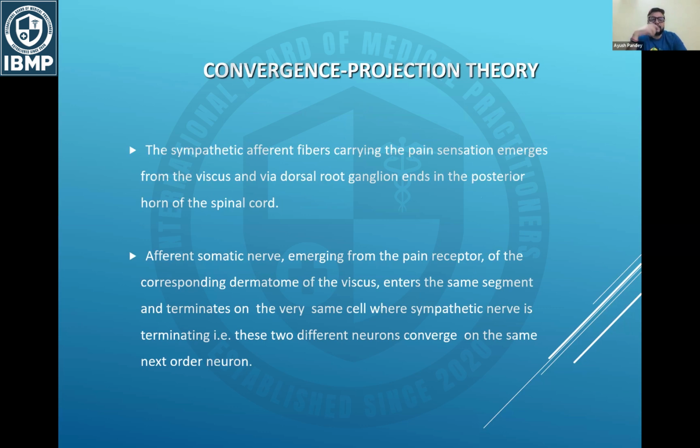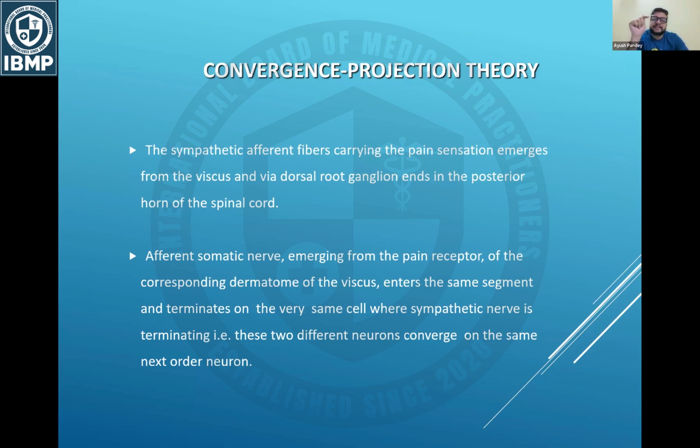So you see, that is the visceral afferents, that is from the sympathetic fibers. Pain sensation that is coming from the visceral organs travels along the sympathetic afferent fibers. These fibers then pass through the dorsal root ganglion, and where exactly do they end? They end in the posterior horn of the spinal cord. So this is the visceral afferents, that is the sympathetic fibers. Then talking about the second part, that is the somatic afferents.